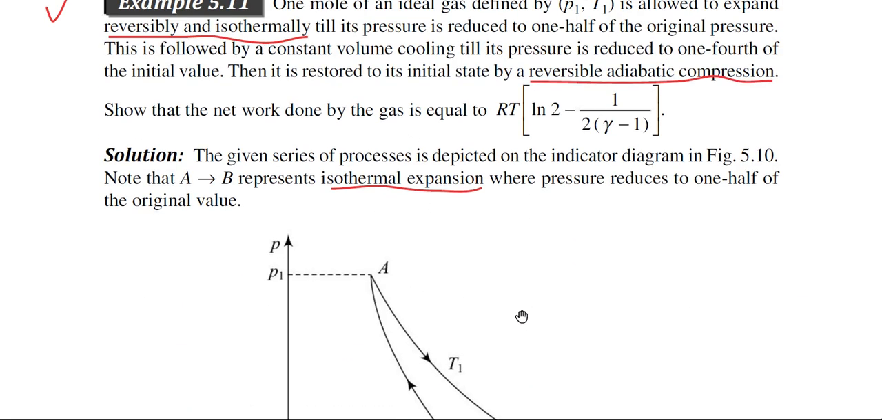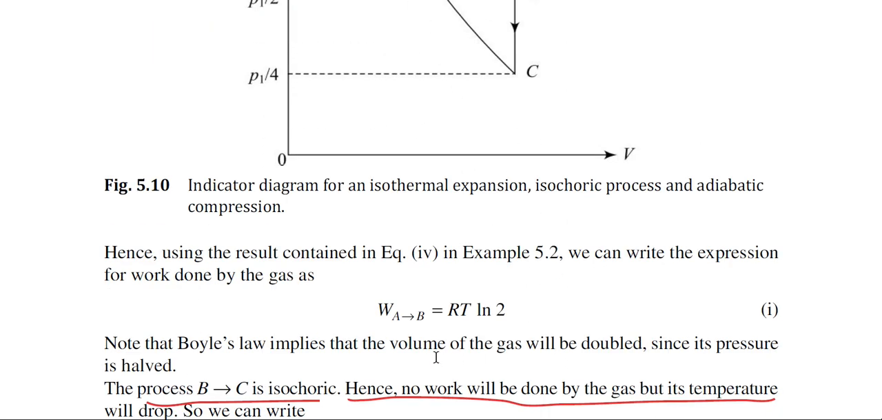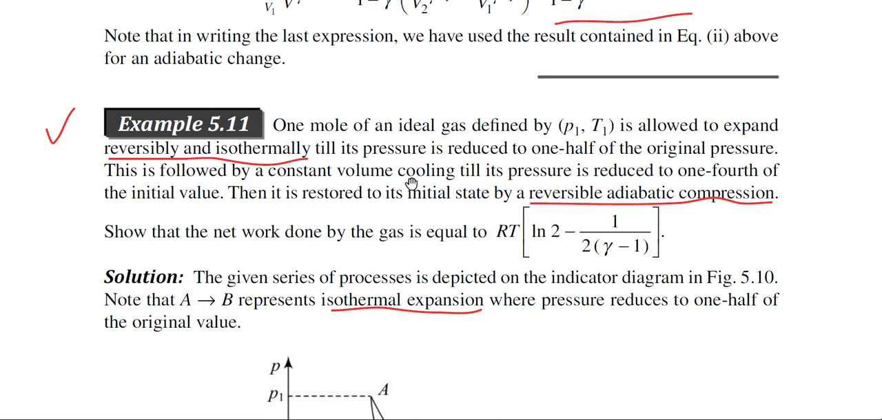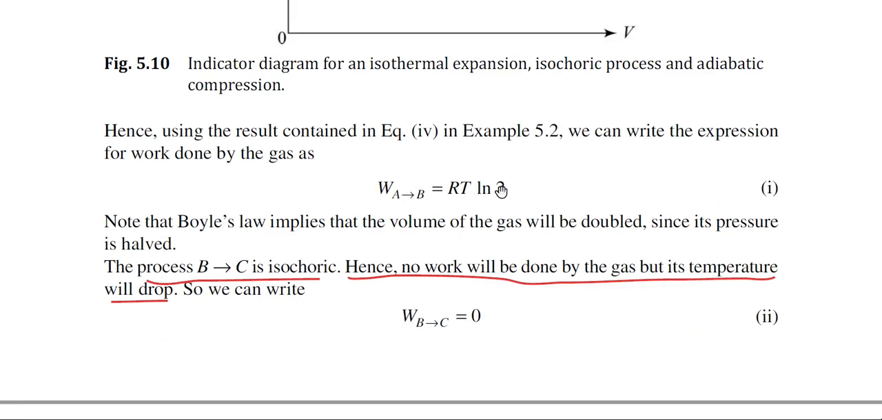So here the pressure reduces to 1/2 of the original, that is why we are using the expression of the work in terms of pressure. So nRT ln Pi by Pf, where n is 1 mole of gas here, so it is RT ln 2. So this is the expression of work in the first step.